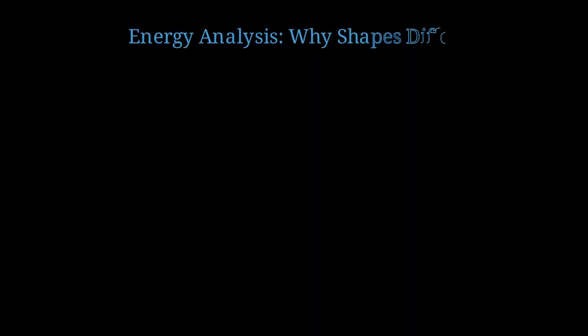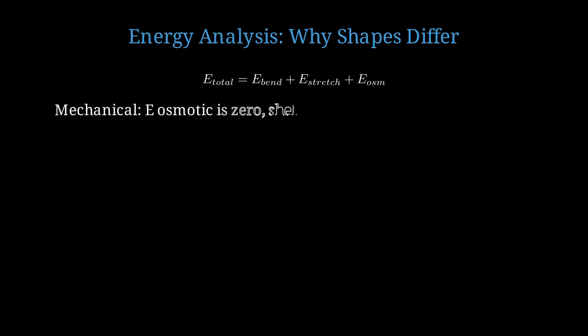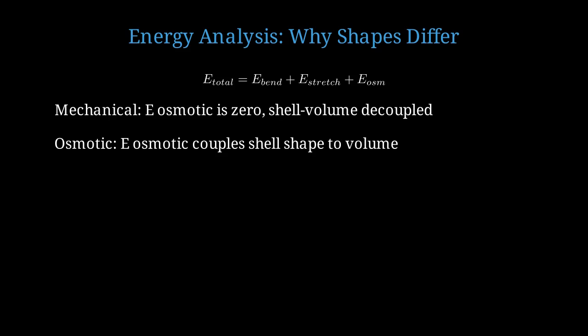Let's analyze the energy to understand why different loading paths produce different shapes. The total energy equals bending energy plus stretching energy plus osmotic energy. For mechanical loading, the osmotic energy term is 0. Shell deformation and volume change are decoupled. For osmotic loading, the osmotic energy term couples shell shape directly to volume change. This additional constraint selects different equilibrium shapes.